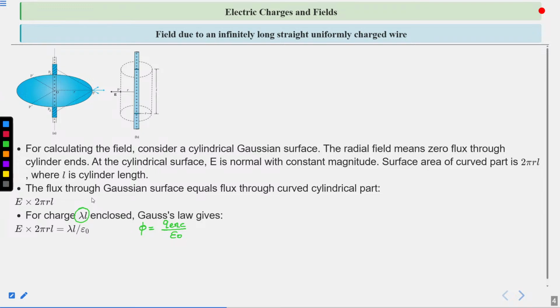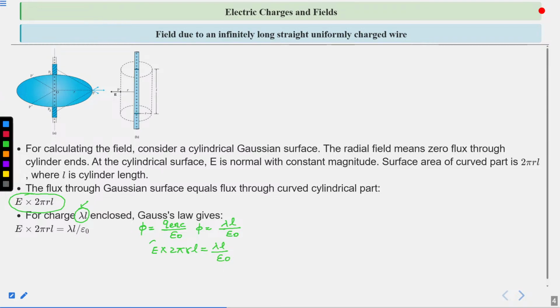We know the value of Q enclosed is lambda L. Now substitute the value of charge Q. So phi is equal to lambda L divided by epsilon naught. And the flux we already calculated is E into 2 pi RL. So when we substitute the value of phi, you will get E into 2 pi RL equal to lambda L divided by epsilon naught. I hope now this is clear.